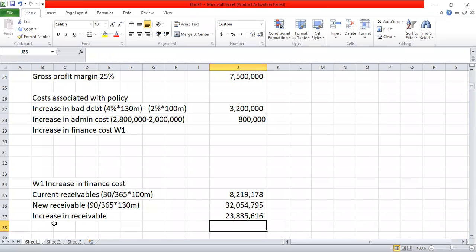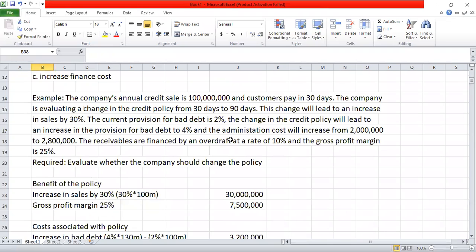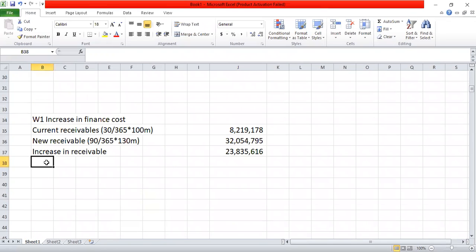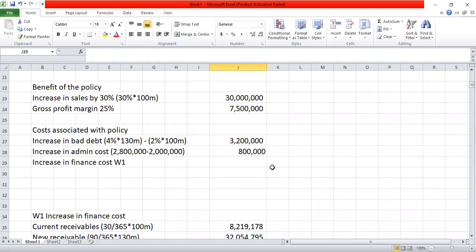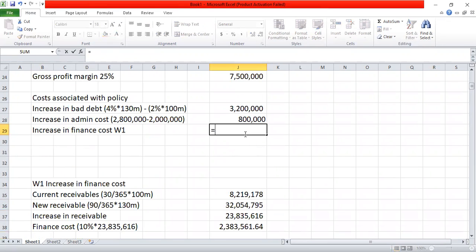This increase in the receivable is going to be financed by an overdraft, because they said here receivables are financed by an overdraft at 10%. So my finance cost is going to be 10% times the increase in the receivable, 23,835,616, times 10%. This is going to be the increase in the finance cost.